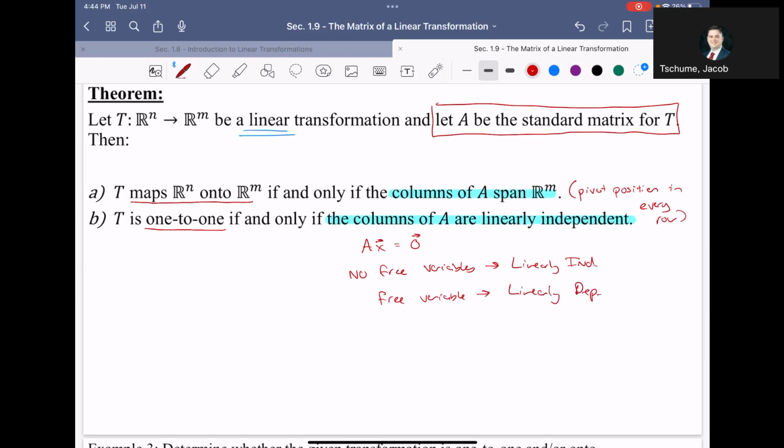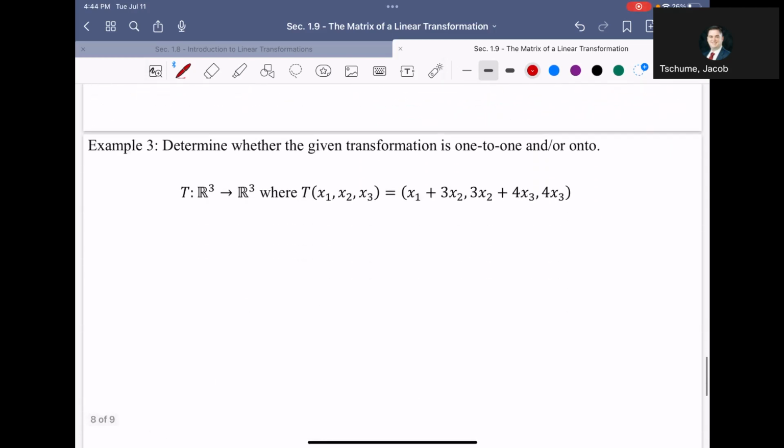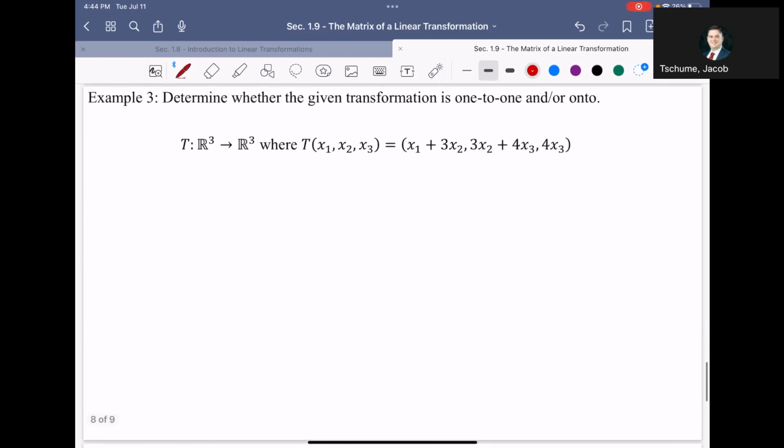So what we're about to do is a couple of examples where we work out whether or not a transformation is onto or one-to-one by finding the standard matrix and checking these two criteria. So example number 3 for this video. Determine whether the following transformation is one-to-one and/or onto.